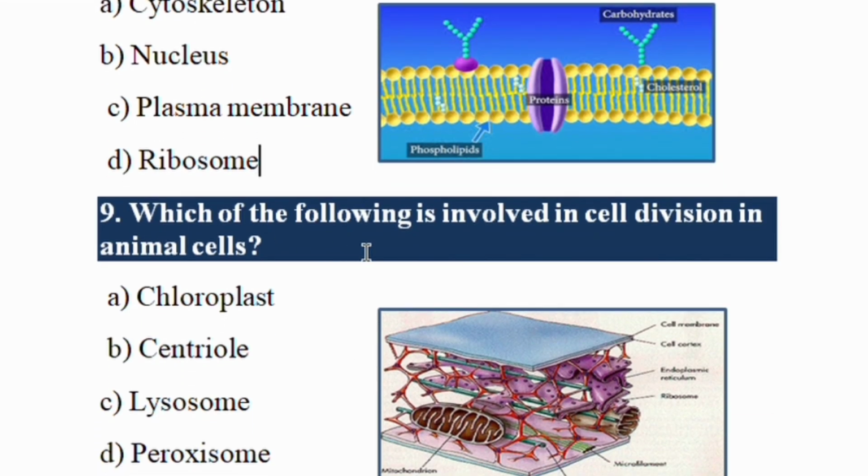Which of the following is involved in cell division in animal cells? Chloroplast? No, it is not found even in animal cells. Beta is centriole. Yes, centriole is involved in cell division in animal cells.